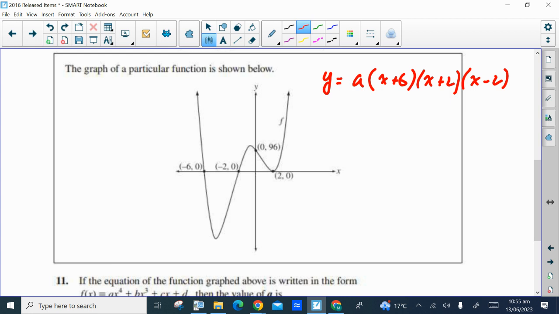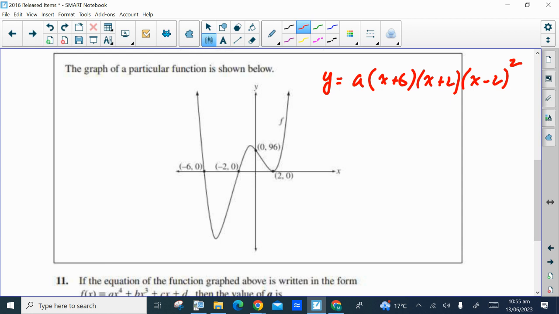However, because the graph bounces off the x-axis at 2, that 0 has a multiplicity of 2, which means the factor has a multiplicity of 2. You need 4 factors here because it's a 4th degree polynomial. There are 4 x-intercepts. 2 of them are identical, but there are 4 x-intercepts.